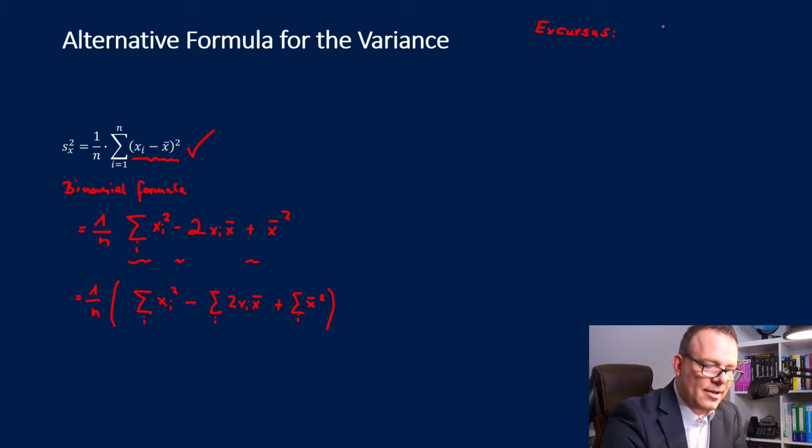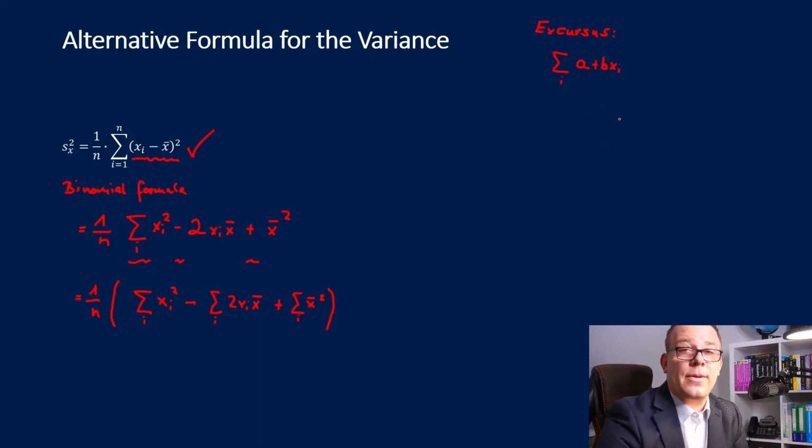And the excursus is about the handling of the sum sign. Some of you might already know, nevertheless, I'm going to repeat this. So if we have a formula just like a plus b xi, how can we handle this formula? The first thing is that we are going to add up the a n times, because i is counting from 1 to n, right? So we add up the a n times. We can take it out of the sum sign by just multiplying it with n.